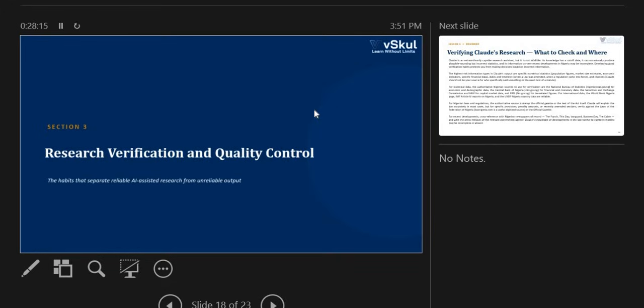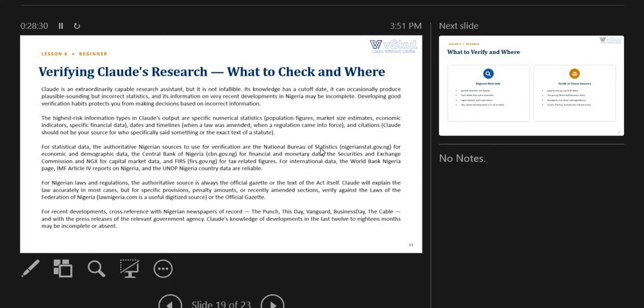Now, lastly, we're going to talk about research verification and quality control. The habit that separates reliable AI-assisted research from unreliable output. And what does that mean? Verifying Claude's research. Know what to check and where. Claude is an extraordinarily capable research assistant, but it is not infallible. Its knowledge has a cutoff date. It can occasionally produce plausible-sounding but incorrect statistics, and its information on very recent developments in Nigeria may be incomplete. Developing good verification habits protects you from making decisions based on incorrect information.